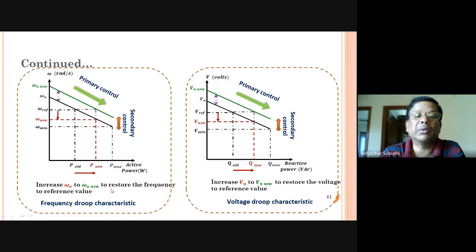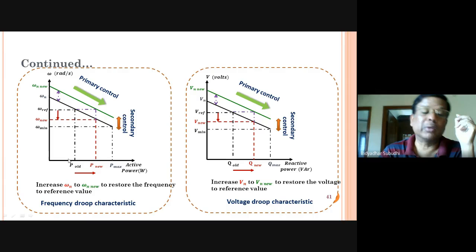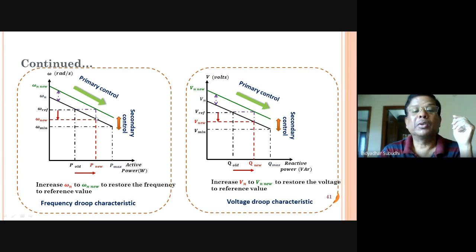So now we have two droop control loops here. One is for the frequency, the other is for the voltage. Whatever frequency deviation is caused in the primary control, like the P volt to P new change, whatever change is happening because of this power change, because of the mode change, like standalone mode or grid connected mode, this deviation is then taken care of by the secondary control.